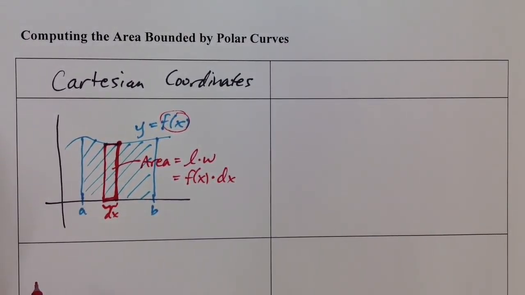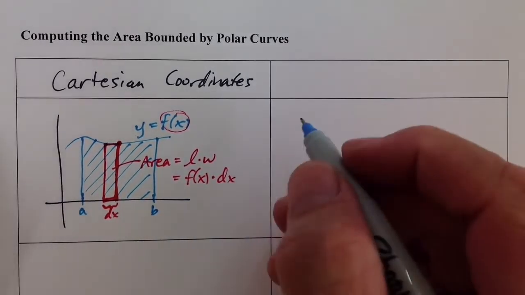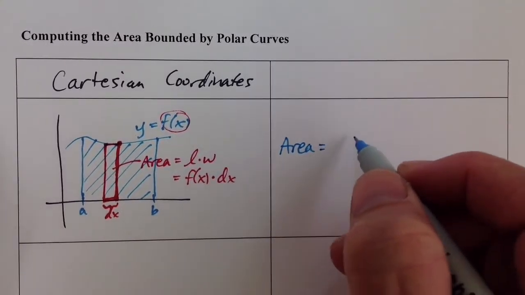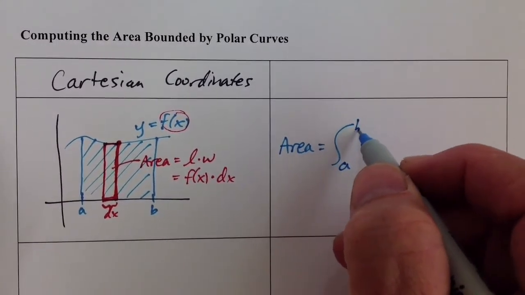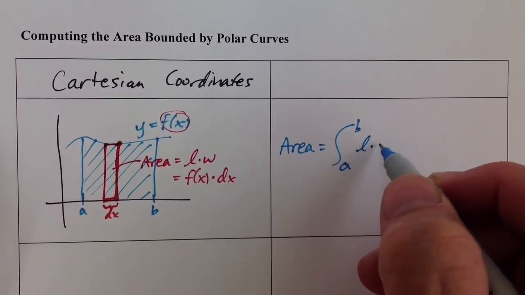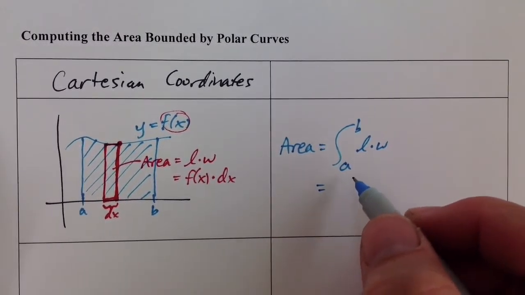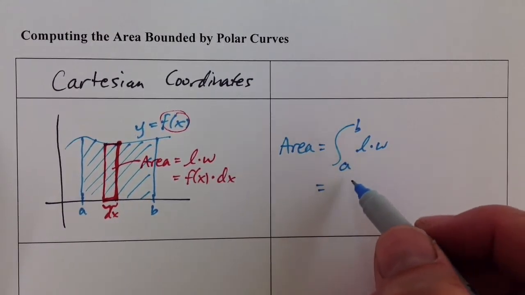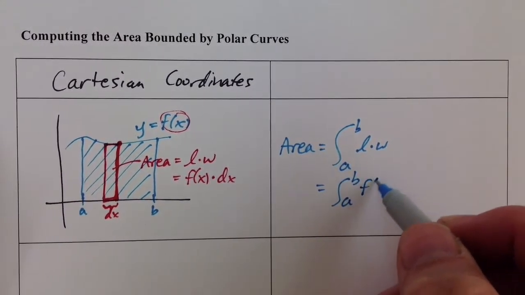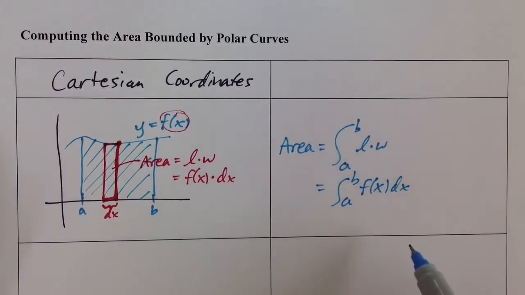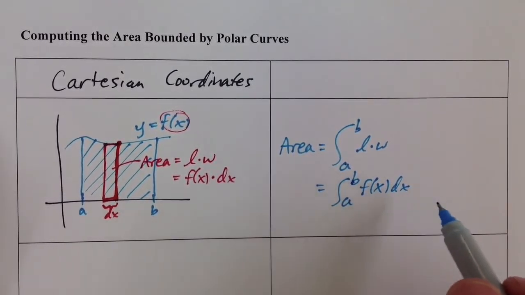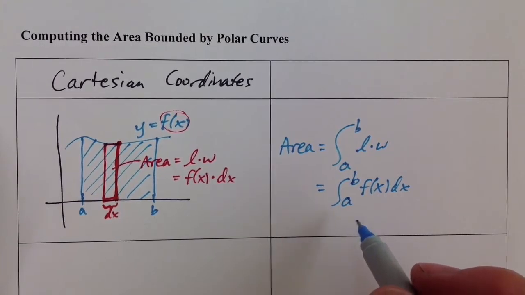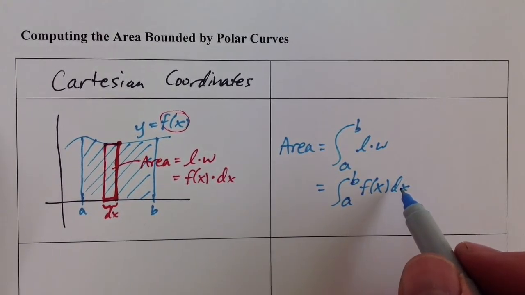So the total area between the curve and the x-axis, on the interval from a to b, was equal to the integral from a to b of the length times the width, the area of one rectangle. So if we integrate, we're adding up an infinite number of things. When we integrate from a to b the area of one rectangle, we're adding up the areas of an infinite number of rectangles from a to b. And that's the area. So we have length times width of one rectangle.